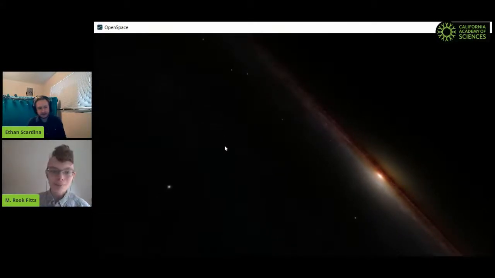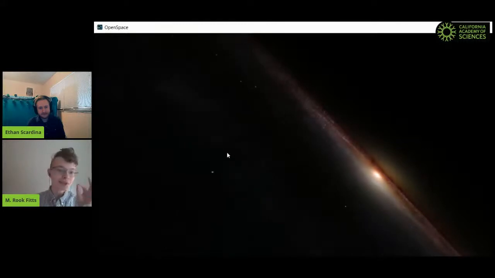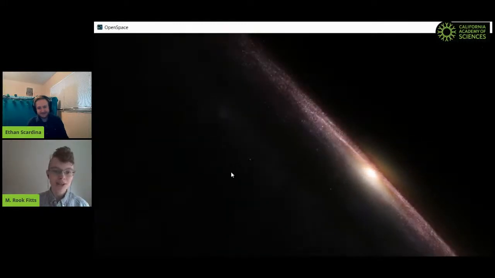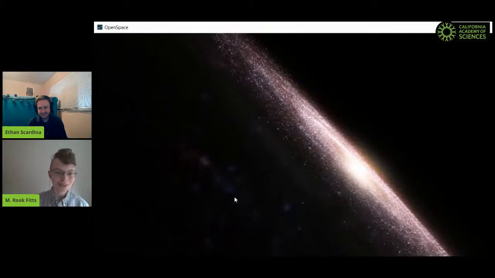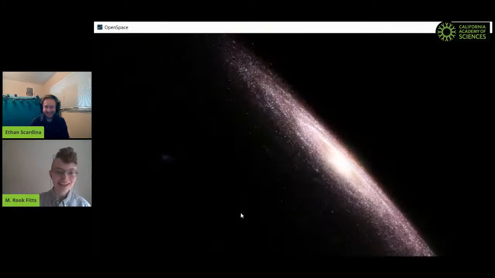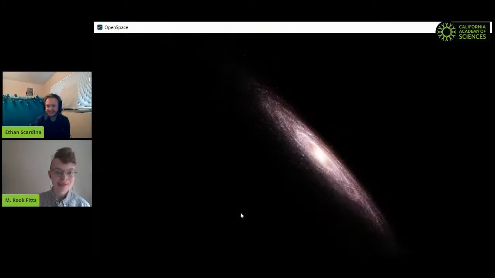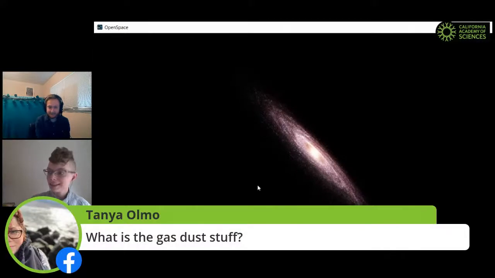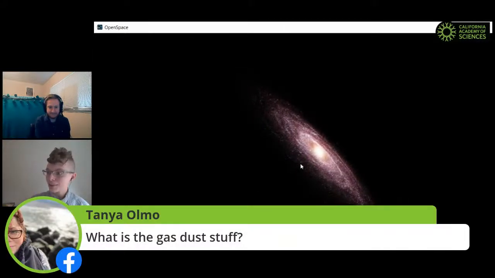So we might not have the minute features of the Milky Way, but we know it's got two eyes and a nose and a mouth, using your analogy. We know the sort of broad strokes. So we can see that big cluster in the center, those old bright stars in the center, and the spiral arms. What is the gas and dust stuff?